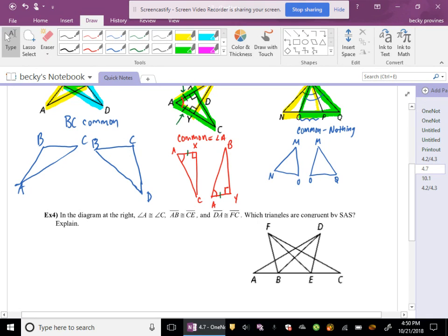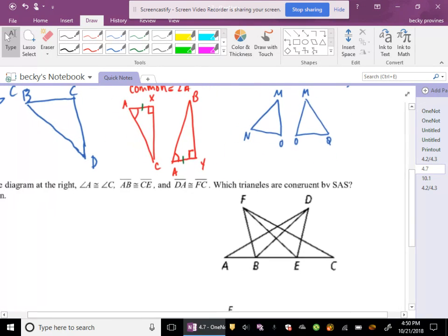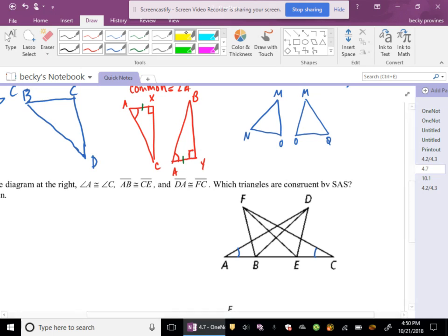In example number 4, it says in the diagram to the right, angle A is congruent to angle C. So let's mark that. AB, I'm just going to highlight it. AB is the same as C to E, and D to A is the same as F to C. Which triangles are congruent by side, angle, side?